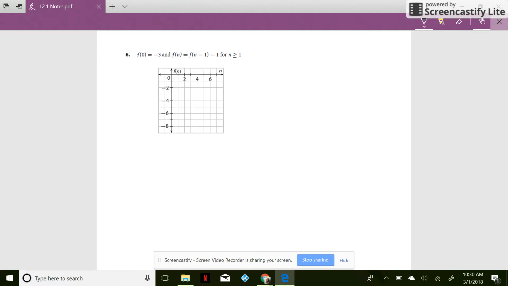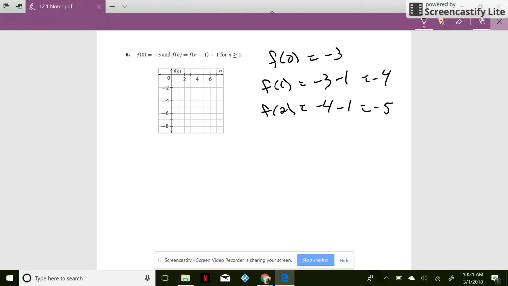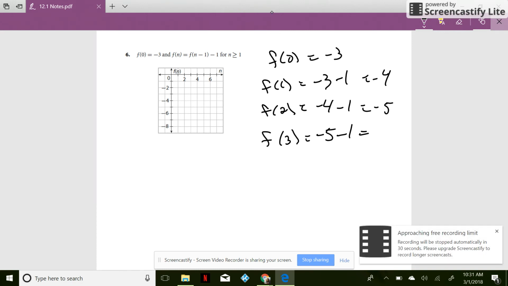So working through another one. This is a recursive. We're given f of 0 is -3, so that's our starting point to start with. So f of 1, we take our last value, which would be -3, and we subtract 1. So we get -4. F of 2, we take our previous answer, -4, subtract 1 to get -5. F of 3, take our previous answer, -5, subtract 1 to get -6. Then you'll graph all these that you can on the graph: (0, -3), (1, -4), (2, -5), (3, -6), (4, -7), (5, -8), and (6, -9).